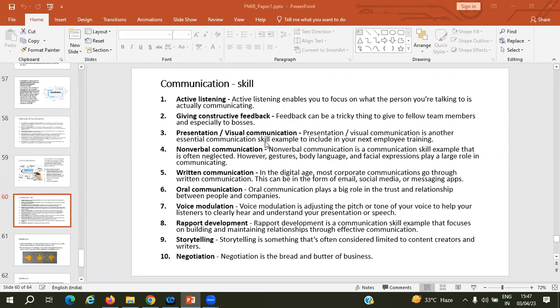While traveling in the train, you must have seen that people talk to each other and they become good friends. And sometimes they continue that friendship. That is rapport development. That is one communication skill. Storytelling. Storytelling is also one communication skill.